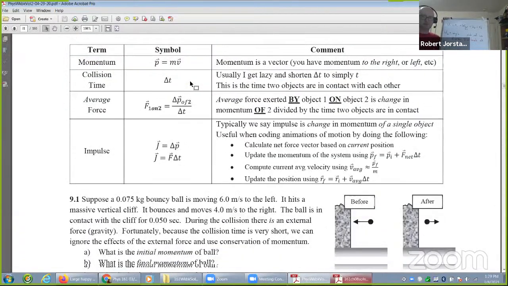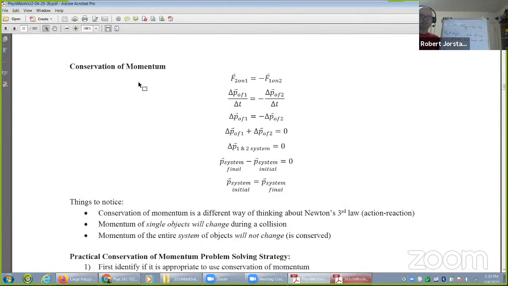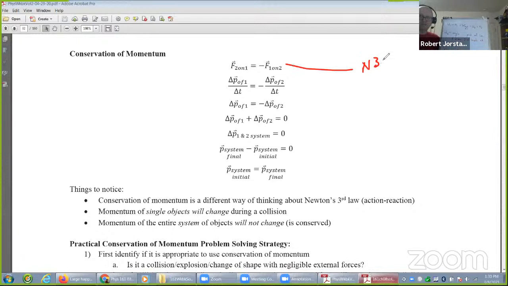Where does it come from? I think I have this on the next page. So at the top of page 32, I did the derivation for you. This little puppy right here is Newton's third law. Let me get my annotation. This is Newton's third law. The force that 2 exerts on 1 is equal and opposite to the force that 1 exerts on 2.